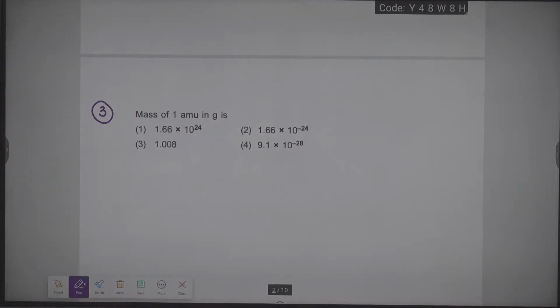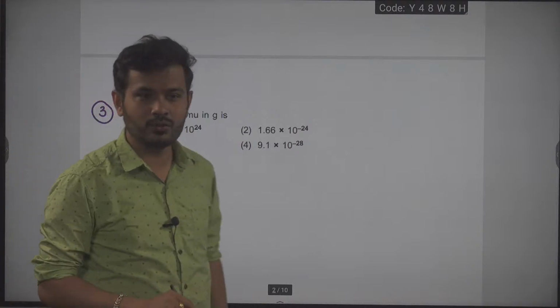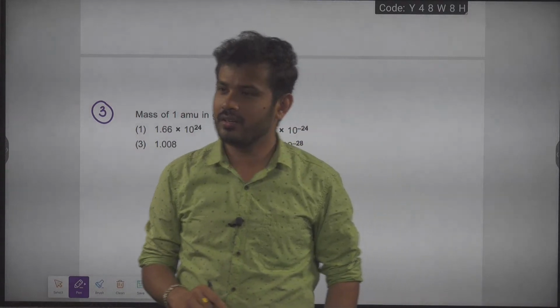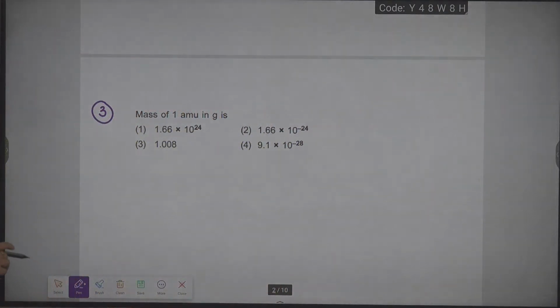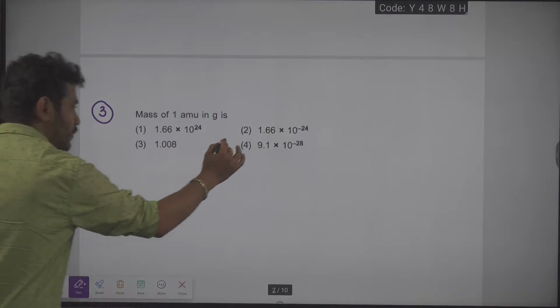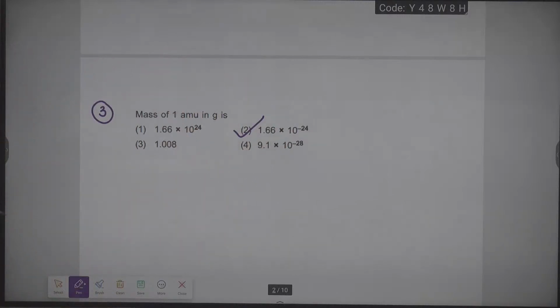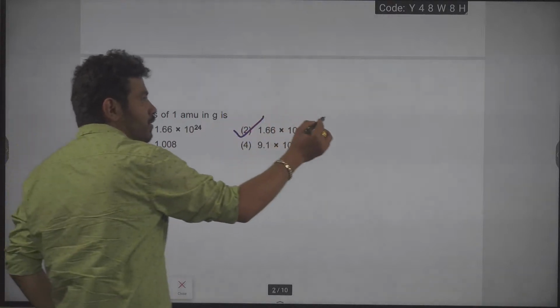Mass of 1 AMU in gram is how much? Yes, I can see several answers. 2, 2, 2. Yes, Devaki, 3, 3. Please carefully observe this question and let me know. Devaki, you changed your answer. Okay, now it is 2, right? Yes, it is 2.